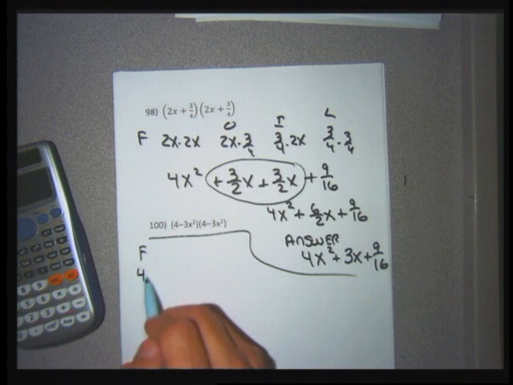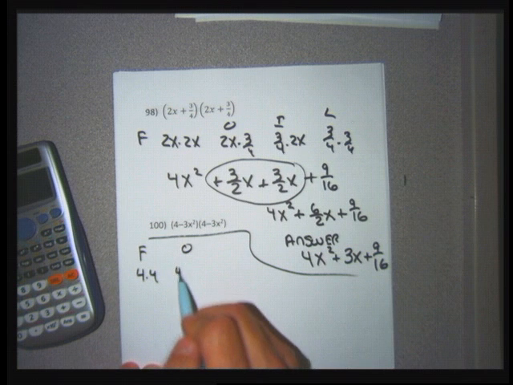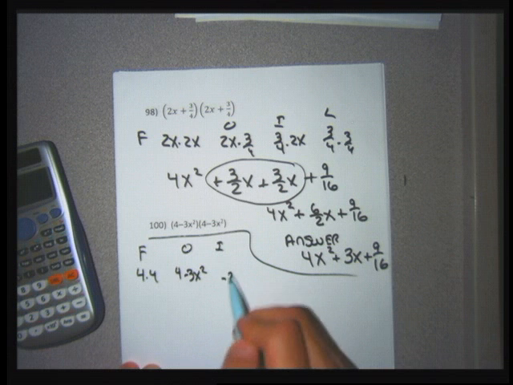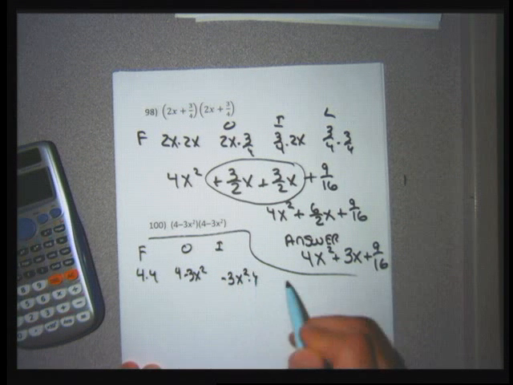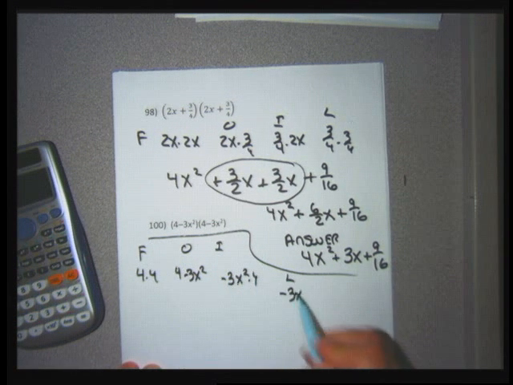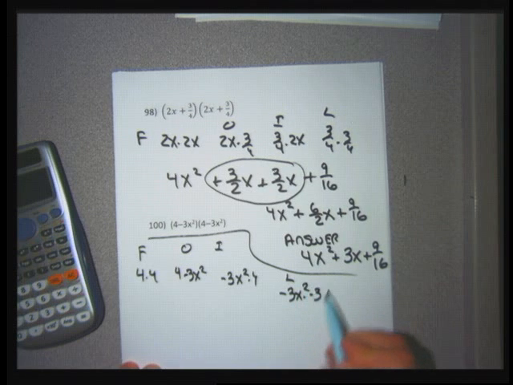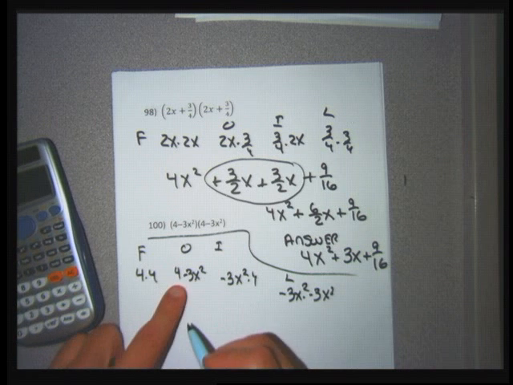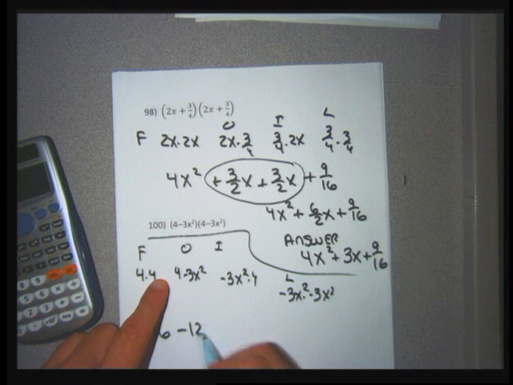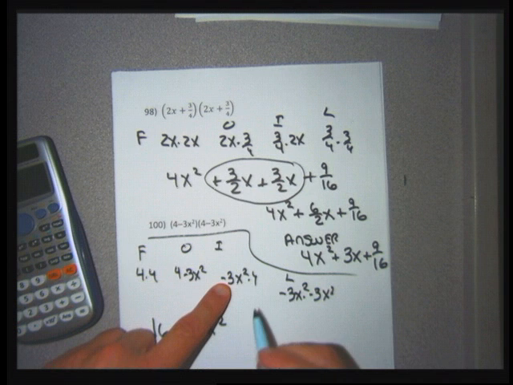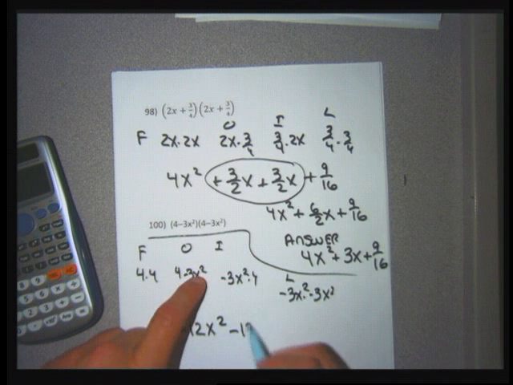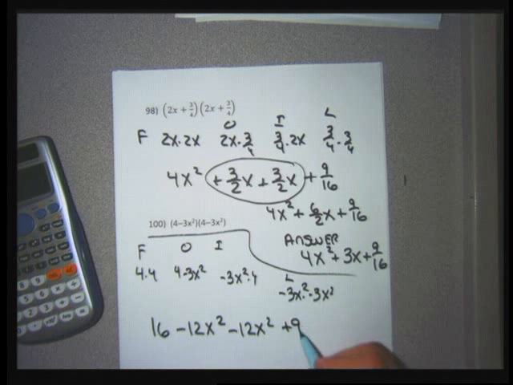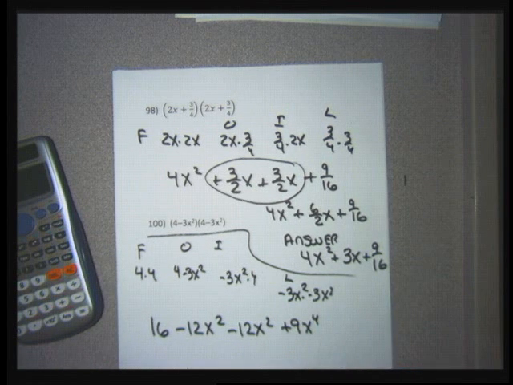Firsts, 4 times 4. Outers, 4 times minus 3x squared. Inners, minus 3x squared times 4. Lasts, minus 3x squared times minus 3x squared. 4 times 4 for the first, 16. Outers, 4 times minus 3 is minus 12, and I leave the x squared. Inners, minus 3x squared times 4 is minus 12x squared. Lasts, minus 3 times minus 3 is positive 9. I add the exponents on the x's and get x to the 4th.